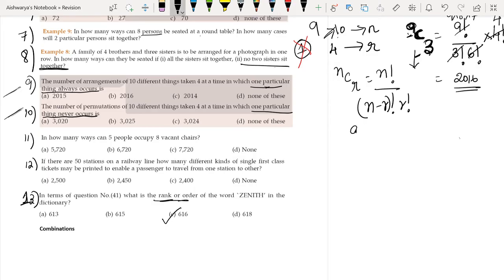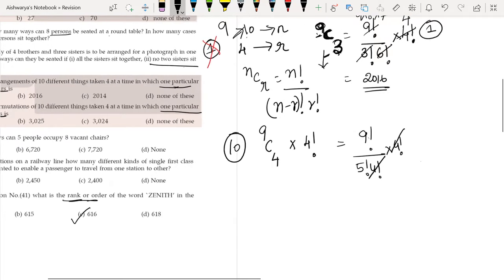Now from the 9 I am going to select 4 and then I am going to arrange the 4. Okay. So this is the answer for question number 10. 9C4, first select 4 and then arrange 4. How do we do that? 9 factorial by 5 factorial into 4 factorial into 4 factorial. So we will cancel these two. 9 factorial by 5 factorial you will calculate as 9 into 8 into 7 into 6.